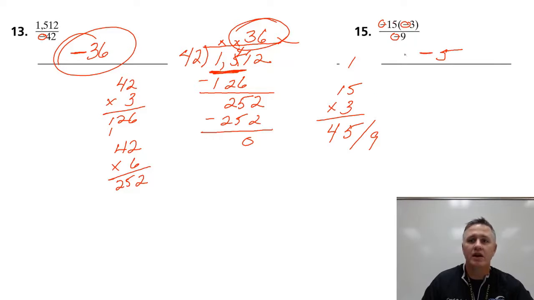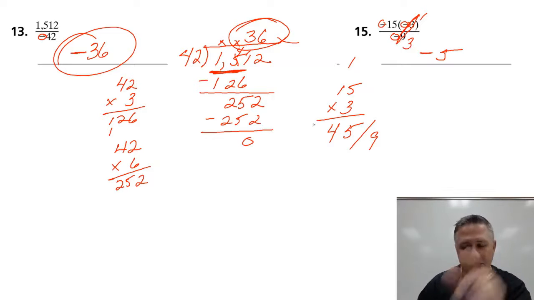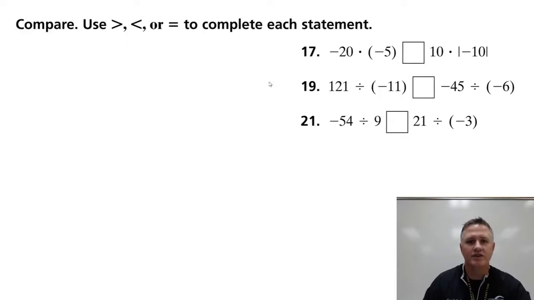-5. Another cool way to do this problem is to simplify 3/9, make that 1/3, right? And 15 divided by 3 is also 5. We're going to learn more about that in the future. All right, let's do the next section here.